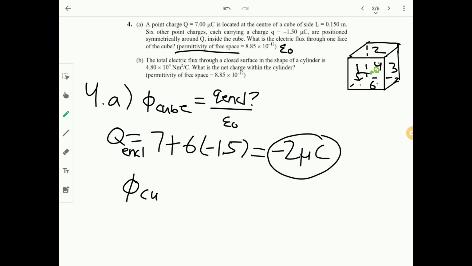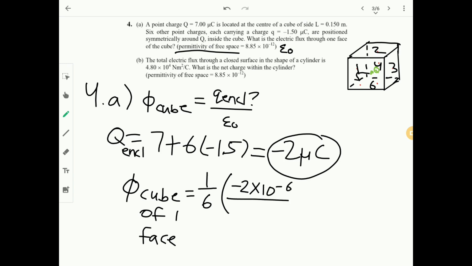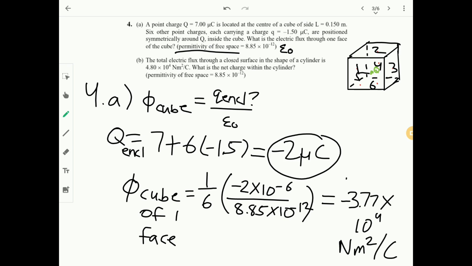Now, to find the electric flux through one face of the cube, how many faces do we have in a cube? Isn't it 6? So shouldn't it be 1/6 of the initial flux? Yes, right? Now since we have minus 2, it's minus 2 times 10 to the minus 6. Always use the correct SI units. Divided by 8.85 times 10 to the power of minus 12, and we should get, let's see, minus 3.77 times 10 to the 4. Now what's the unit of flux? It's very long, Newton meter squared per coulomb. And you guys can check. I'll give you guys a few seconds.